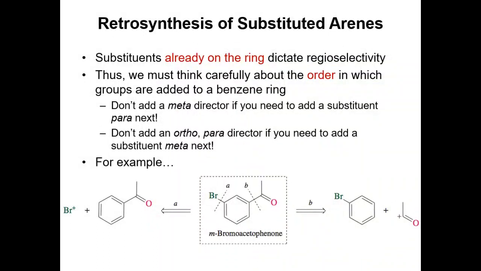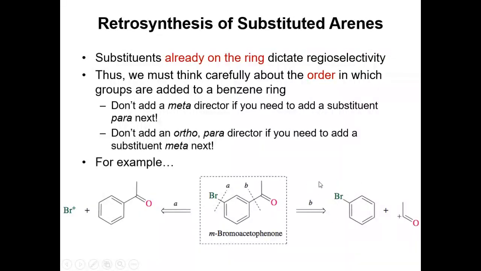Meta director, because the two substituents are meta to each other. So the first substituent must be a meta director. Because if we put an OP director, then when you put a second substituent, it will be OP to the first one. Okay, you get my point? So there are two options.